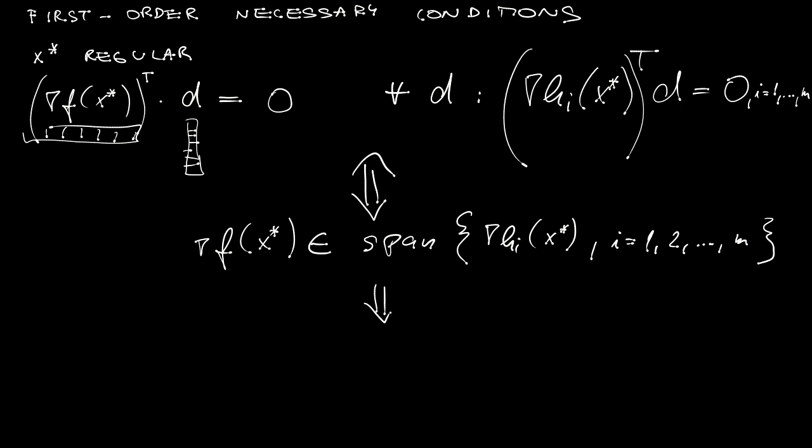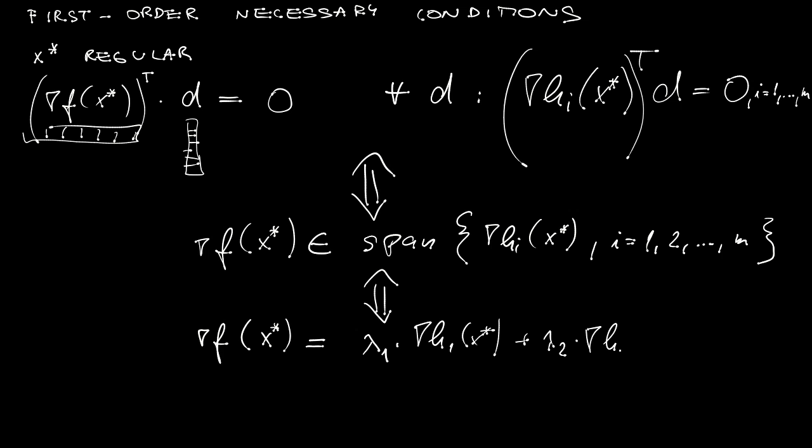Well, this is just a compact way of saying that you can always express your vector, I mean, the statement that a certain vector lies in the span of some set of other vectors. This is just a compact way of saying that you can express your vector as a linear combination of those vectors. So let's say lambda 1 times gradient h1 plus lambda 2 times gradient h2 and so on.